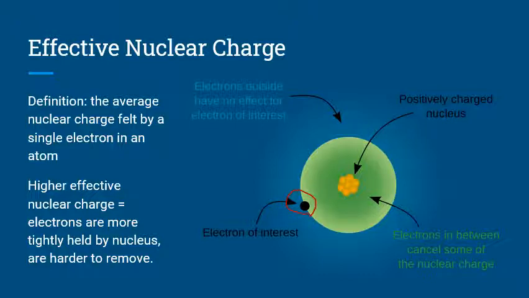And then we need to consider the electrons that are between that electron and the nucleus. They're found someplace in this green cloud. And those electrons are going to cancel out some of our nuclear charge in order to lower that effective nuclear charge.